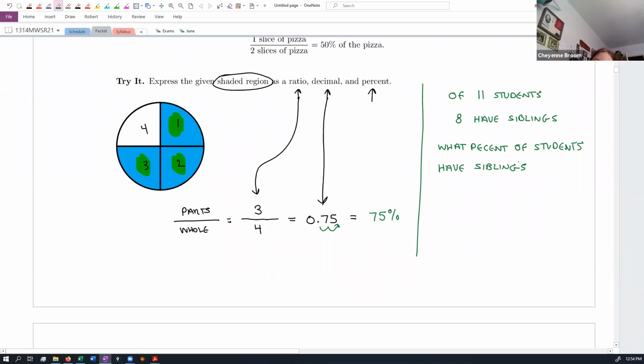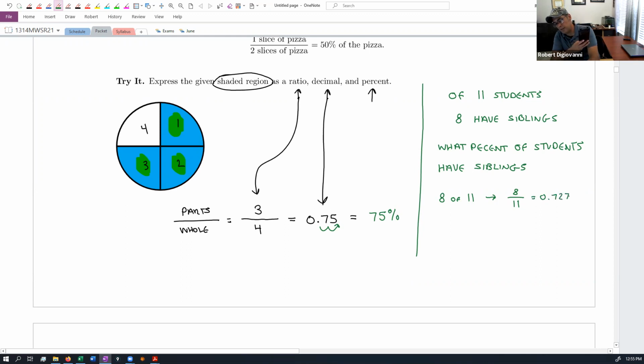You divide 11 by 8. You said that the wrong way. 8 by 11. So let's write it as a ratio first, right? You have 8 of 11, 8 out of 11 of you have siblings. To write that as a fraction, I'm going to put 8 divided by 11. And then on my calculator, 8 divided by 11 gives me 0.727272. It keeps going on my calculator forever.